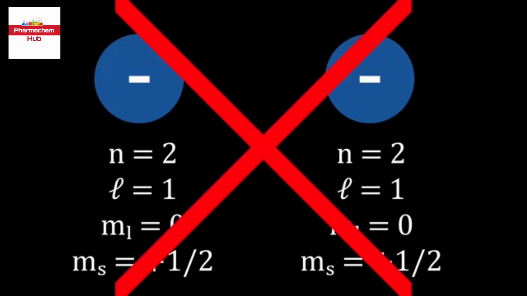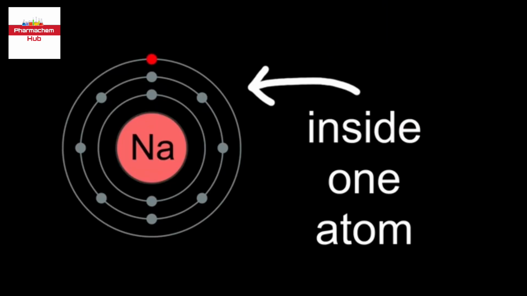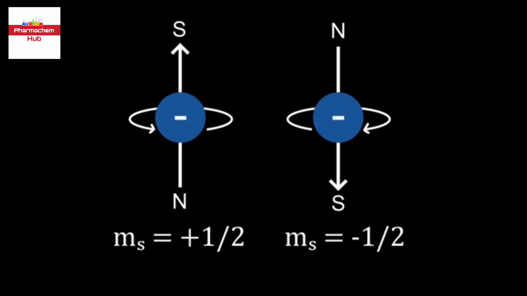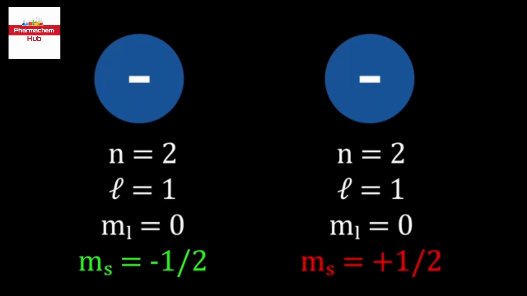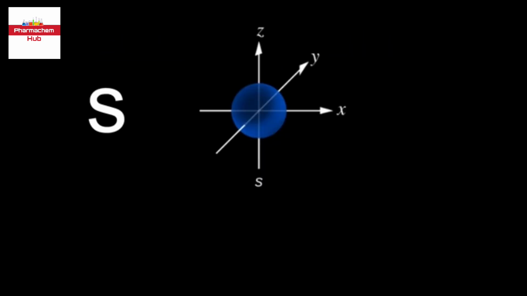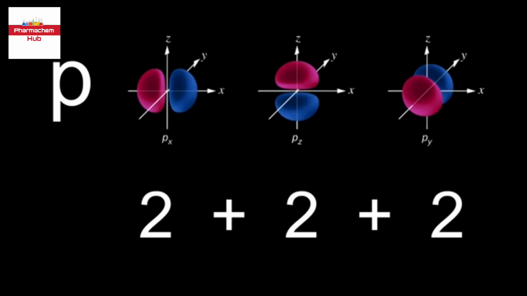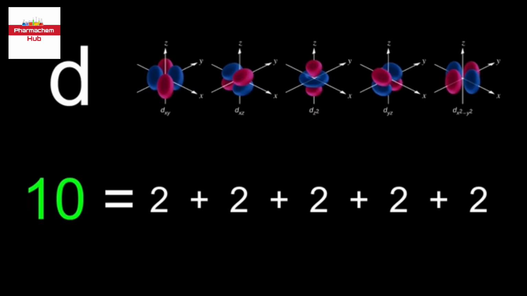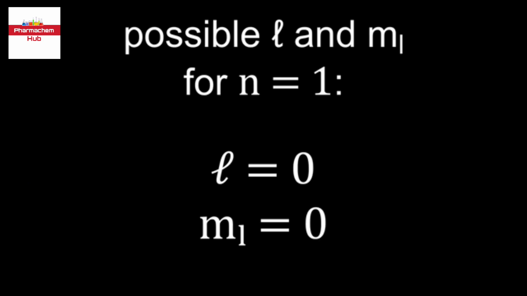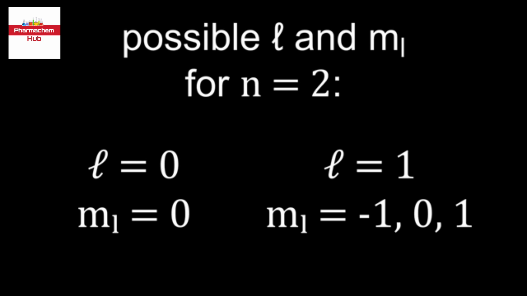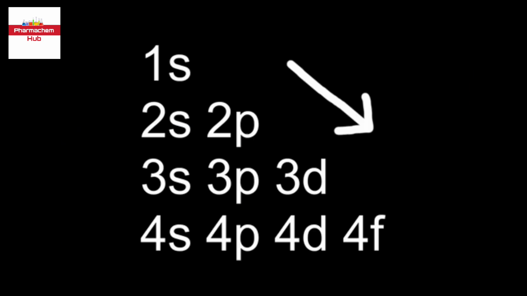Some guy named Pauli said 2 electrons can never have the exact same quantum numbers inside one atom. Since ms can only have 2 values, every orbital defined by n, l, and ml can hold a maximum of 2 electrons with opposite spin. Therefore, the s subshell can hold 2 electrons, the p subshell can hold 6, d can hold 10, and f can hold 14. Now, the quantum numbers restrain each other like this, which means that the first shell can only have an s subshell, the second can have an s and a p subshell, and so on.